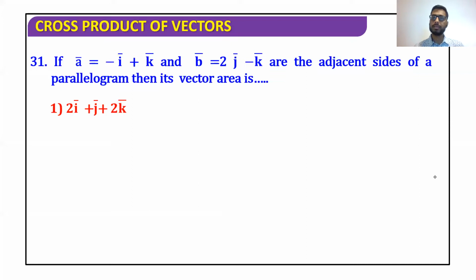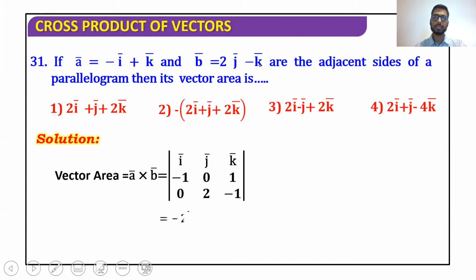A and B are given as adjacent sides of a parallelogram. Then its vector area is equal to question mark. So vector area of a parallelogram is nothing but A bar cross B bar. So just apply the formula A bar cross B bar. Determinant formula is I, J, K. Then your A vector terms minus 1, 0, 1. B vector coefficients 0, 2, and minus 1. Simplify to get your answer.